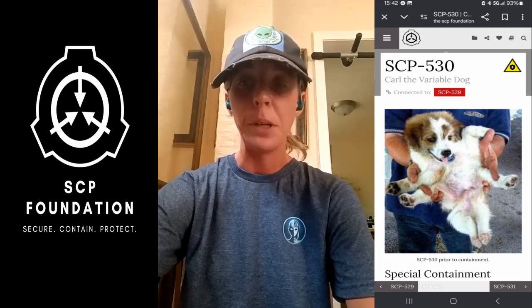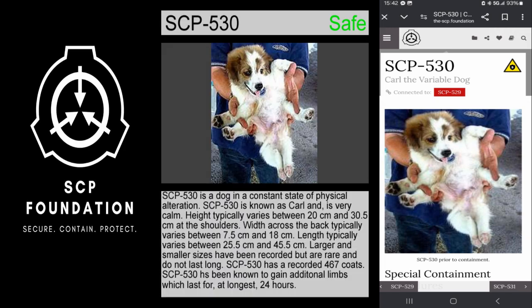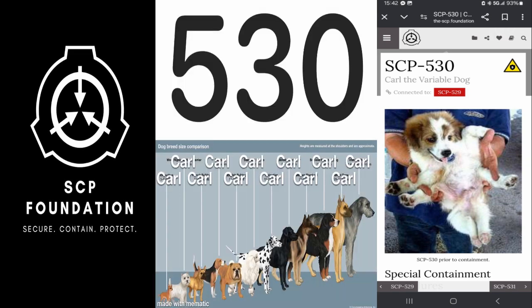SCP-530, Carl the Variable Dog, which is connected to SCP-529. Now, SCP-530 appears to be a small dog in a constant state of physical alteration. Height typically varies around 20 centimeters. Width across the back typically varies around 7.5, and the length 25.5. Larger and smaller sizes have been recorded, but are rare and do not last long. So it mainly stays at the same size.